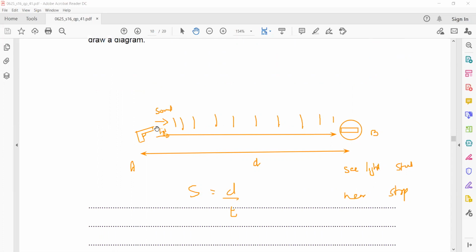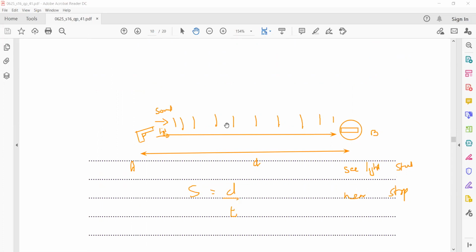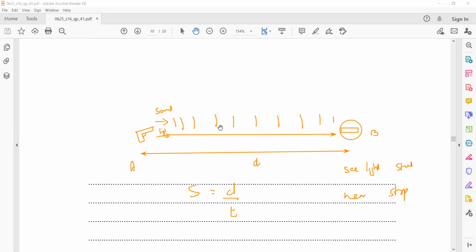Question number 7. Any doubt in question 7?